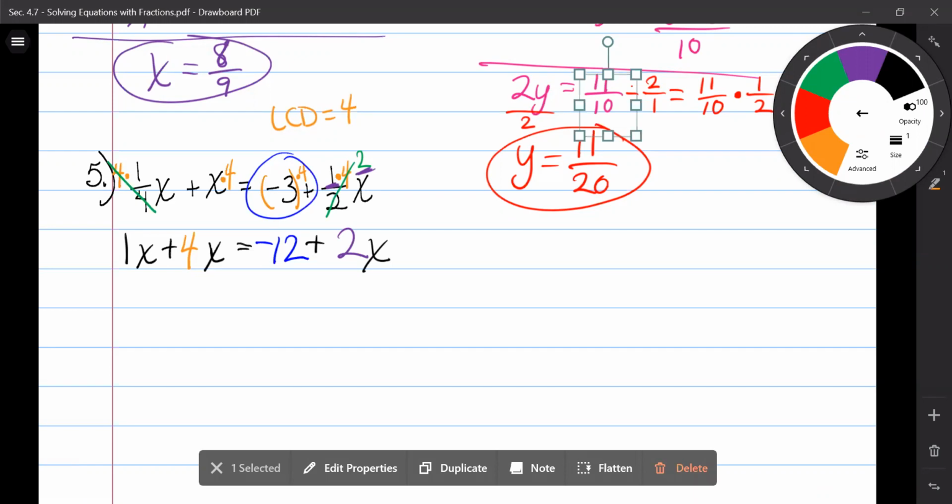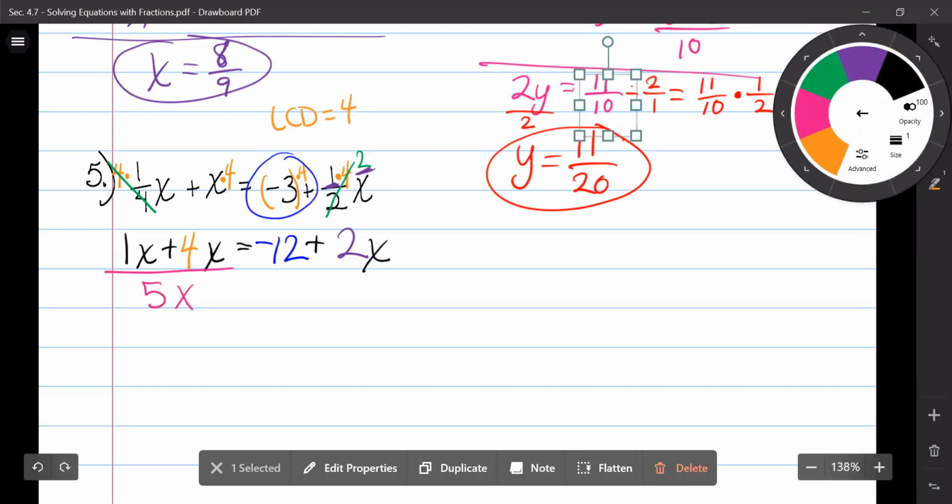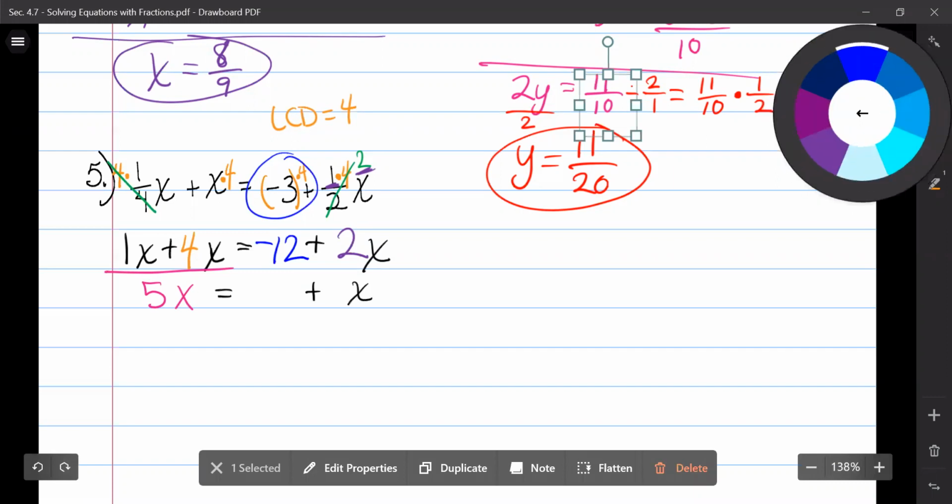So now, let's just simplify. So combine like terms over here. So 1x plus 4x equals 5x. And then I'm just going to bring everything else straight down. So it's equal to -12 plus 2x.